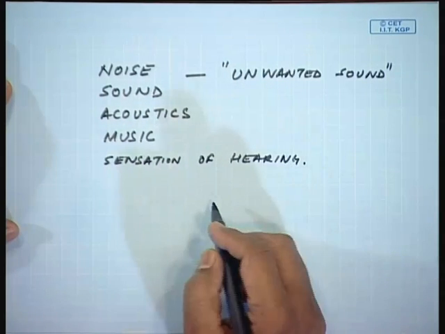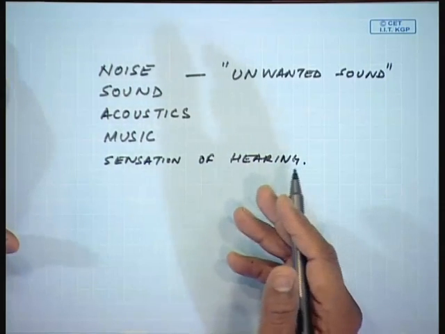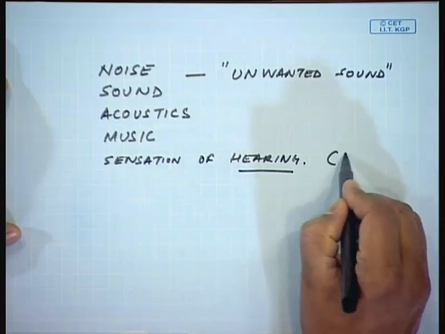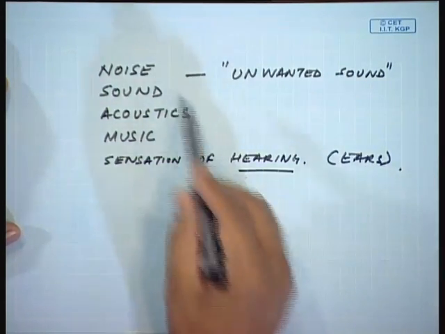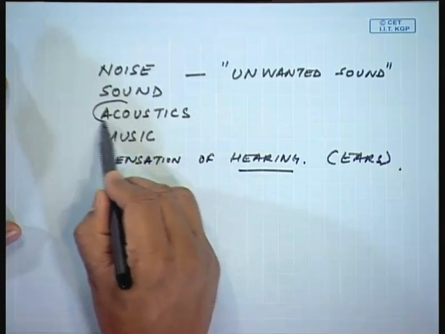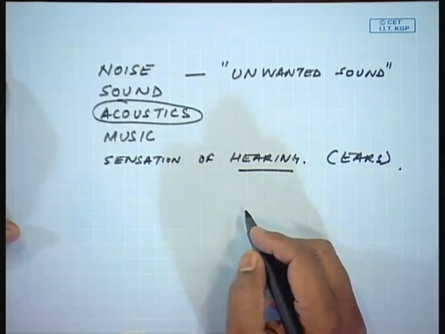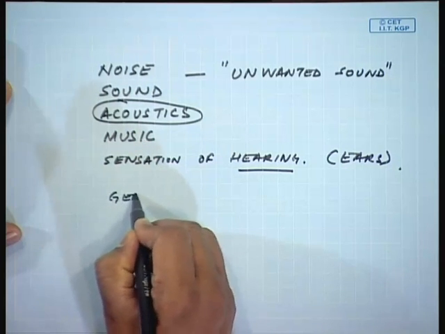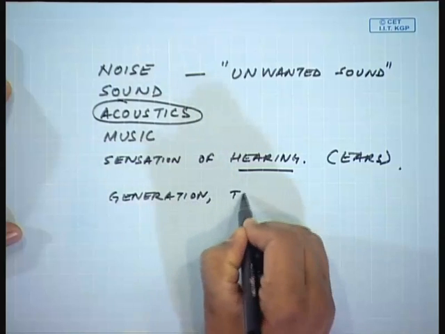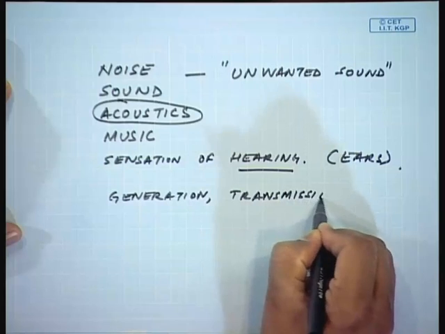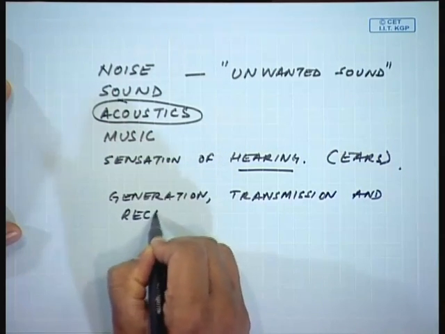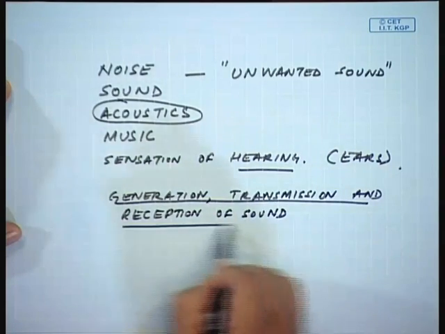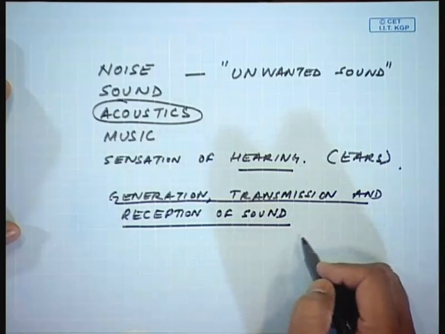And this is because of God's gift to us, a pair of ears. We get the sense of hearing, or we hear any sound, because we have our pair of ears. But it's a long way between the ears and the machines which generate noise. So, what is acoustics? Acoustics is a technical term given to the field of engineering which deals with the generation, transmission and reception of sound. It is a science which deals with the generation, transmission and reception of sound.